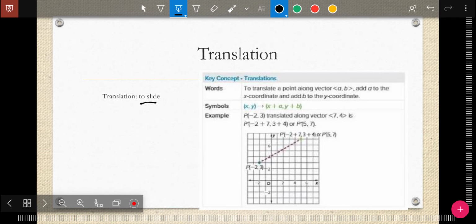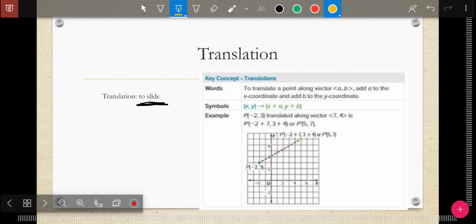Translations. First thing I need to know about translations, if I don't know it already, that means to slide it. Slide it up, down, left, or right. All right, up, down, left, or right, or on a diagonal going like up and right, or down and left, or down and right, or up and left. All right, and so we're going to just slide it in a direction.